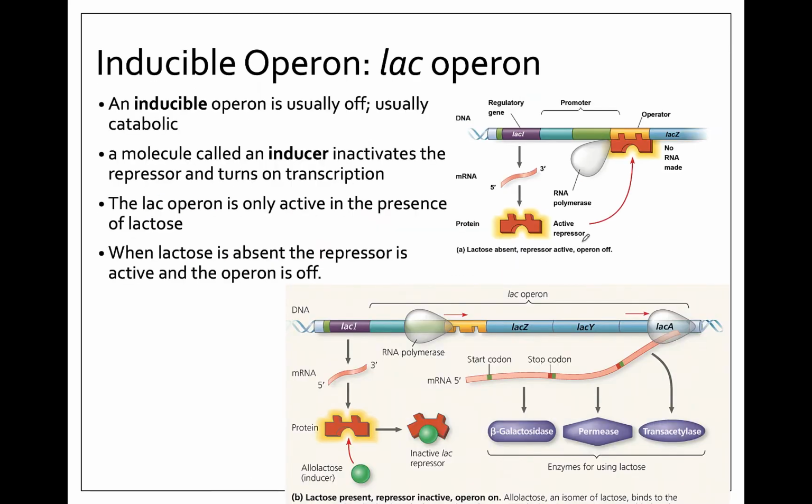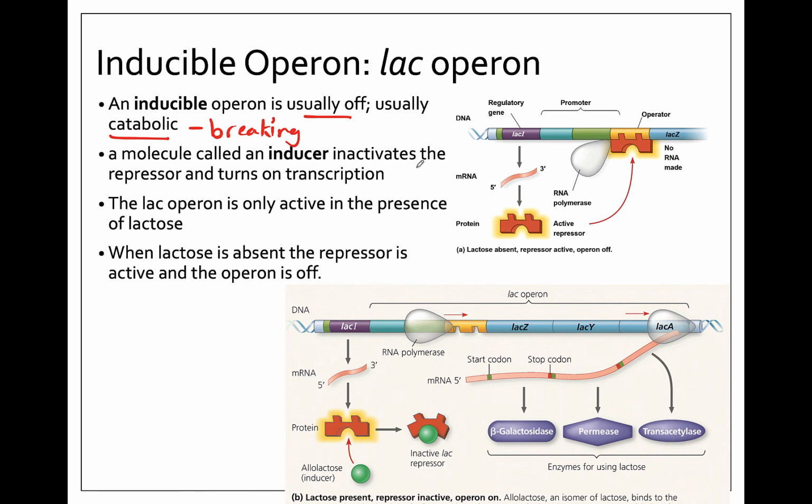The other type of operon is called an inducible operon. When we think about inducing something, we think about kind of starting something or turning it on. So inducing labor is when we kind of get somebody started with labor if they weren't doing it themselves. So inducible is usually off. So these are typically off until we need them. And they're usually catabolic, which means we're going to be doing some kind of breaking down.